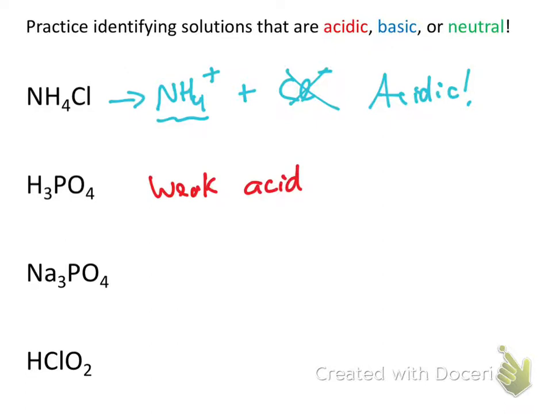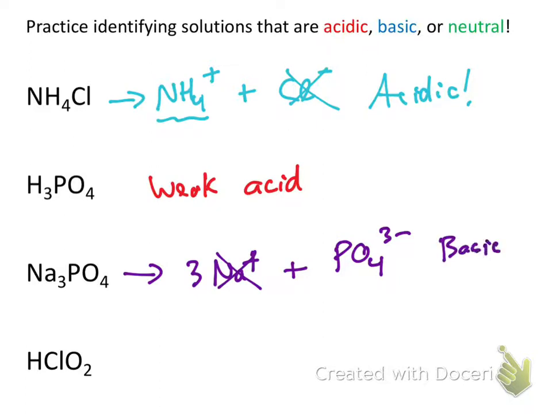Cool. Sodium phosphate, it's the conjugate base of the conjugate base of H3PO4. And this dissociates into sodium plus and phosphate, PO4 3 minus. Sodium negligible, phosphate is going to be basic. In fact, this is a very important organic base.